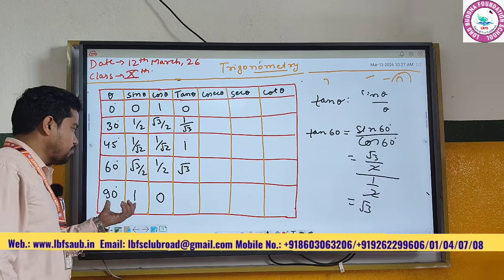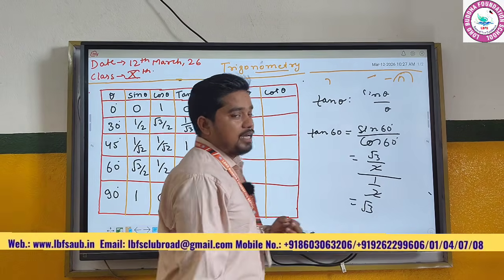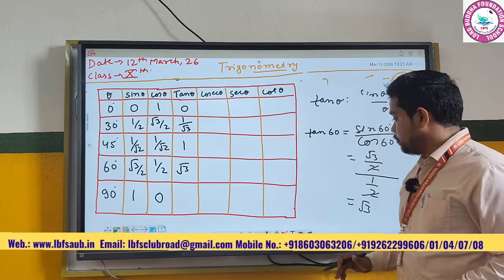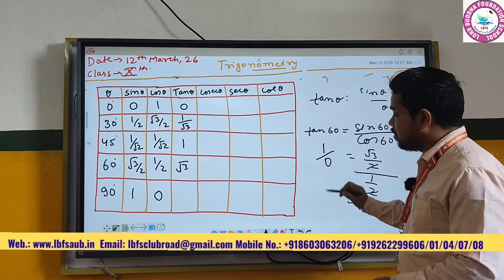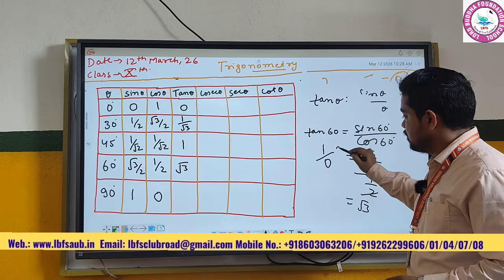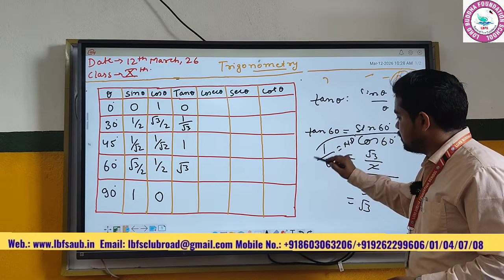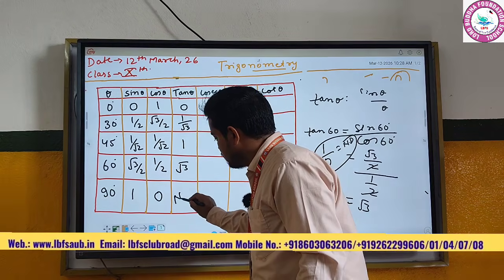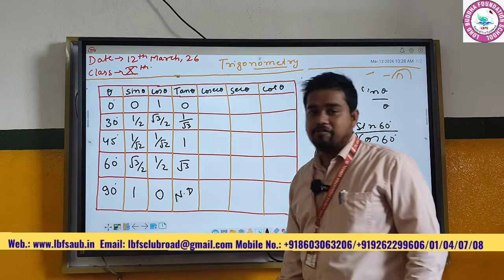Okay, do you know what will be the value of tan 90? The value of tan 90 is 1 upon 0, and we know that 1 upon 0, or any number upon 0, is not defined, which means the value is not defined. So you can write it as ND, not defined.